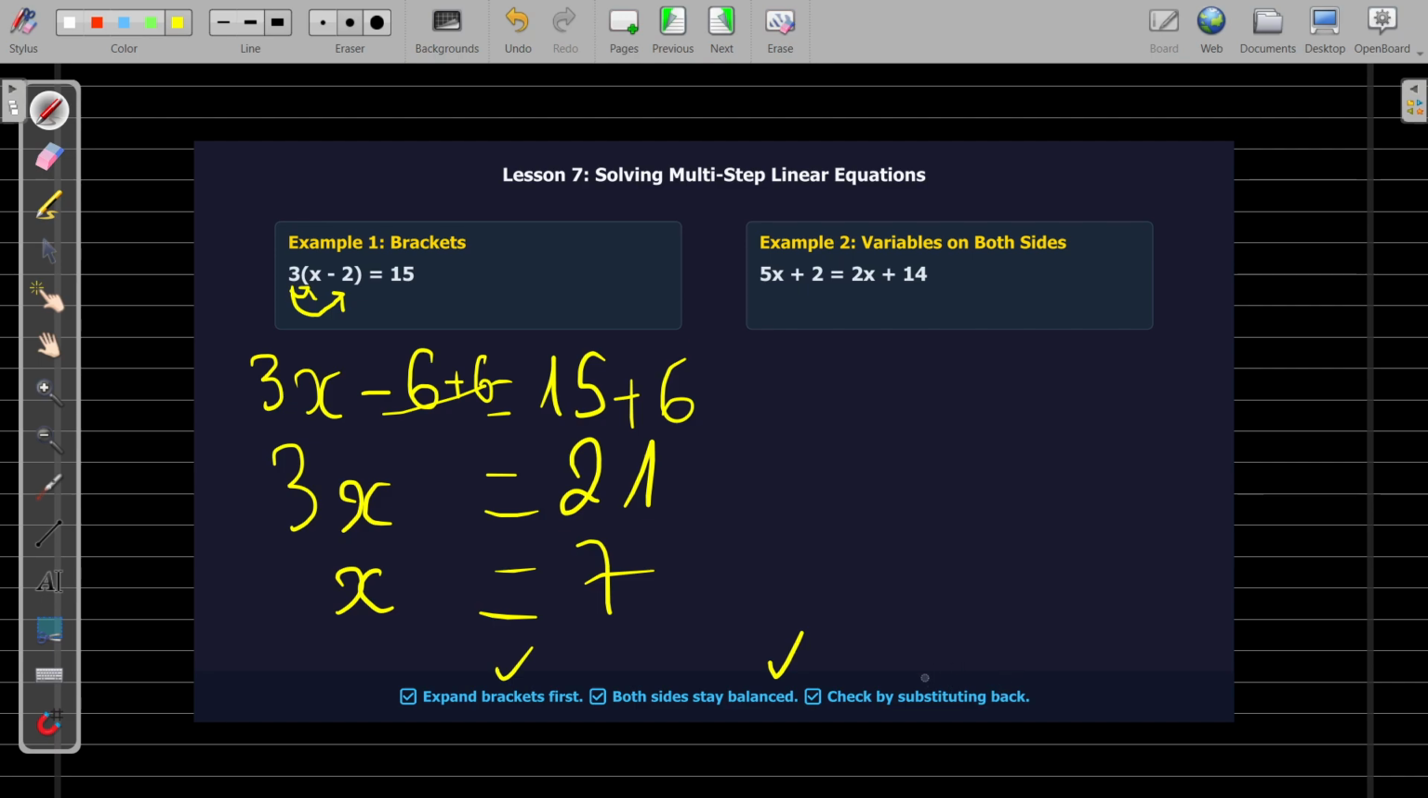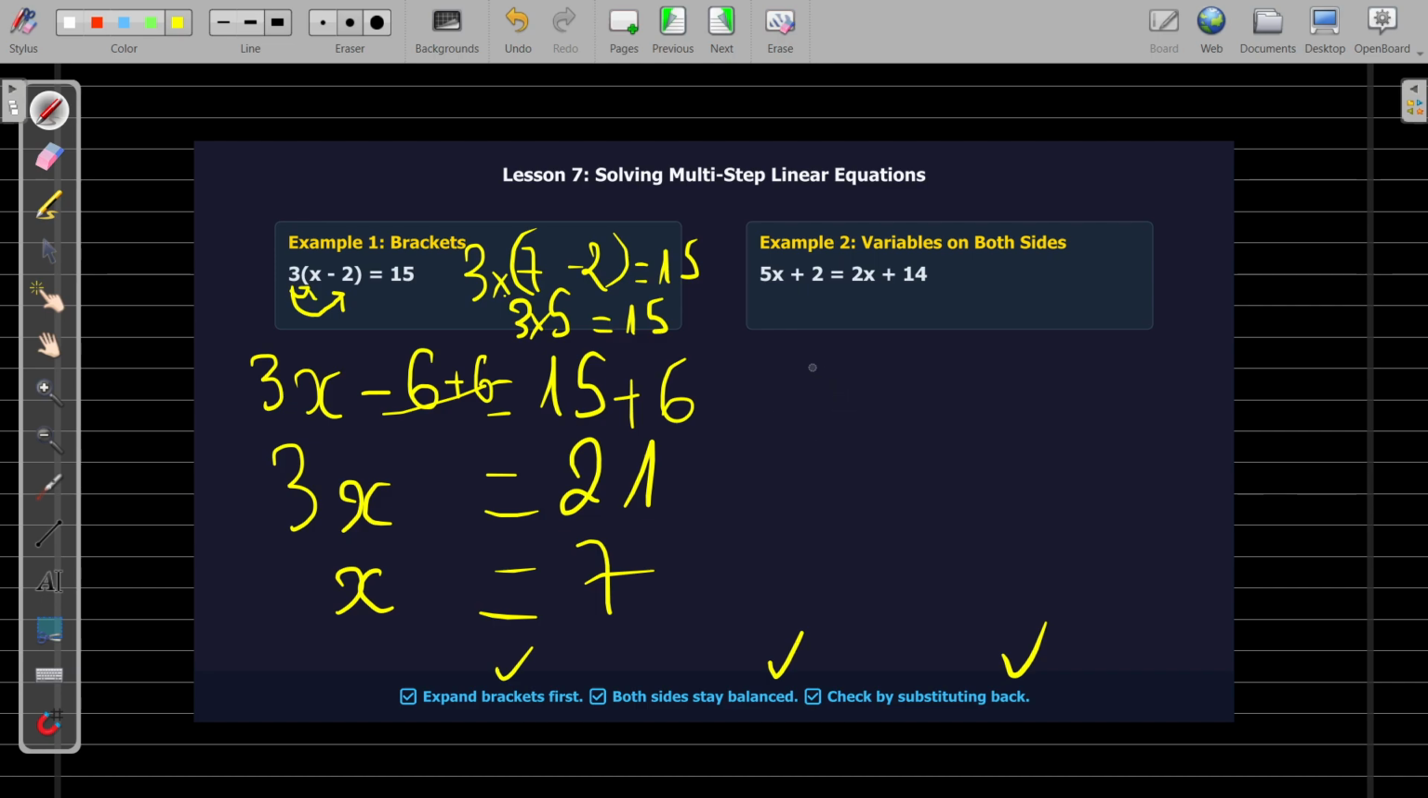Our third step that is going to guarantee us points is to check by substituting them back. So I'll put our 7 here. So 3 multiplied by 7 minus 2 equals 15. I want to do the calculations in the brackets first. So this will give us 3 multiplied by 5. This will give us 15. And that is it for our first example.